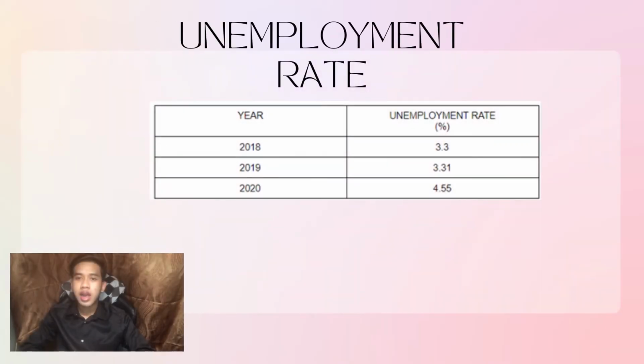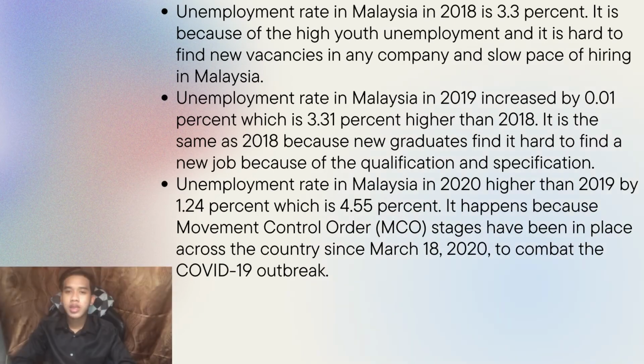Next is the unemployment rate table. Unemployment is a circumstance in which a person who is actively looking for a job is unable to find a job. The unemployment rate in Malaysia in 2018 is 3.30%. It is because of high youth unemployment, the difficulty of finding new vacancies in any company, and the slow pace of hiring in Malaysia.